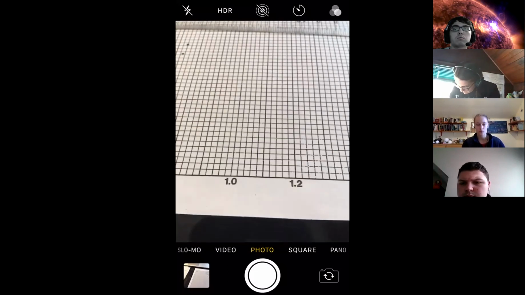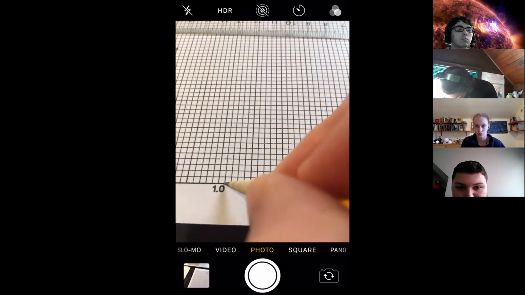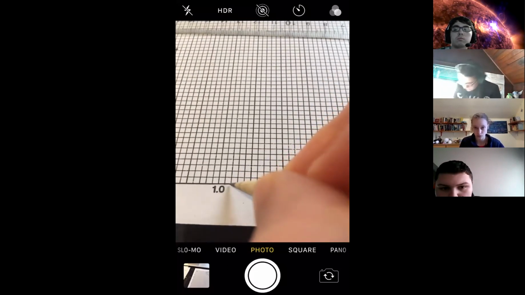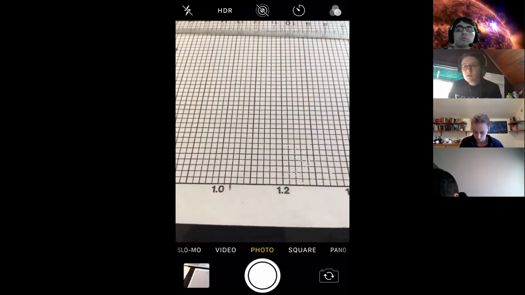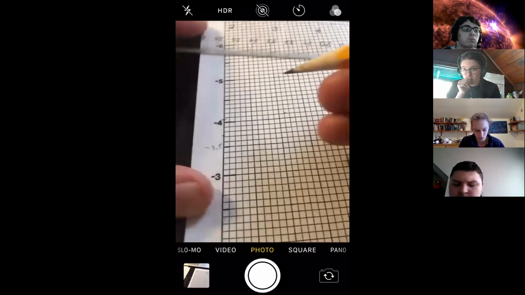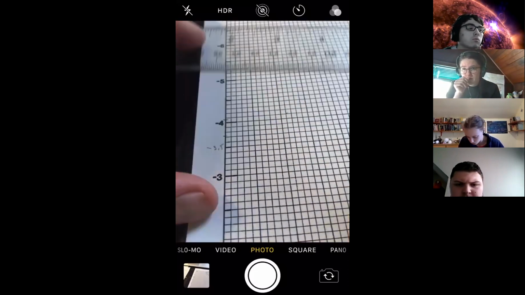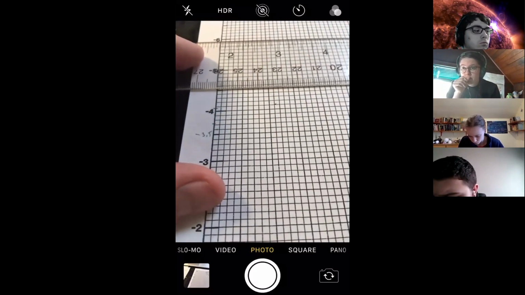1.04, negative 4.51. 1.02, and that's 1.04. Negative 4.51, this is negative 4.5. It's basically at negative 4.5, more or less.